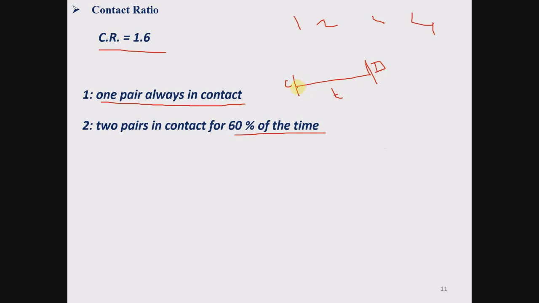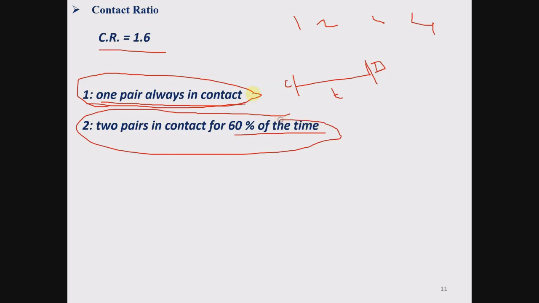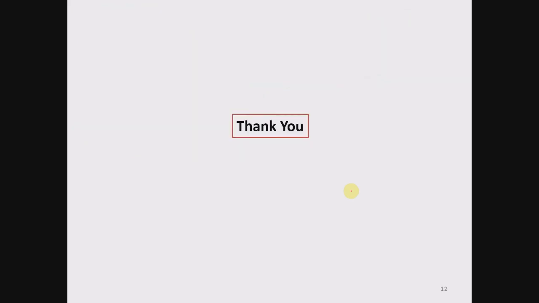So for 100% of the time, there will be one pair of teeth always in contact, and for 60% of the time, there will be two pairs of teeth in contact with each other. This is the meaning of 1.6. So accordingly, you will interpret the value of contact ratio. So I have done for today.